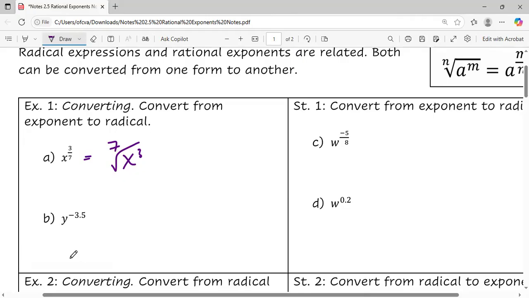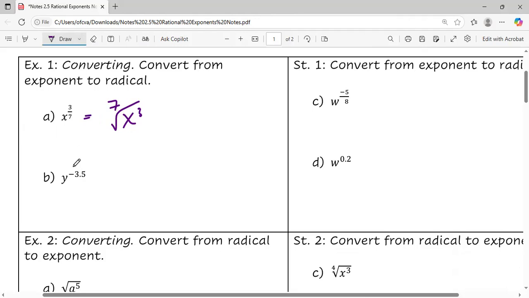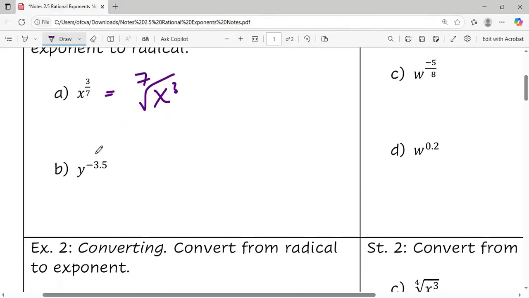So when you look at the second one, b right here, you notice that there is a negative that we're not supposed to have there. We're supposed to simplify this all the way. Let me make it a little bigger. There we go. You have a negative and you have a fraction.